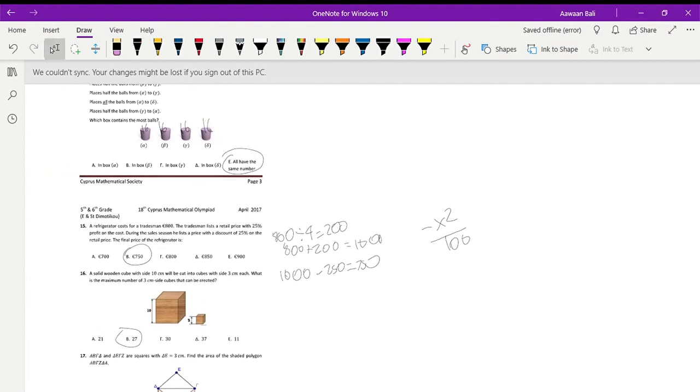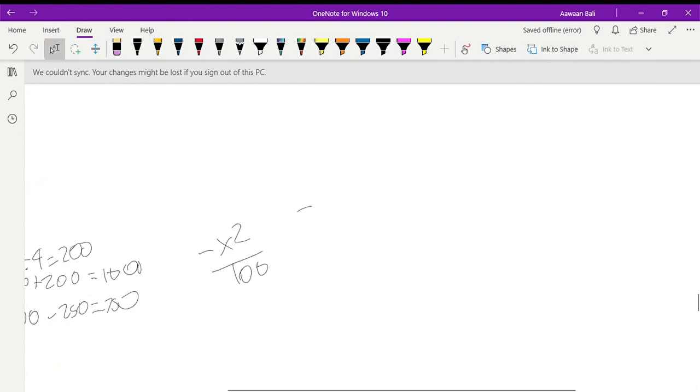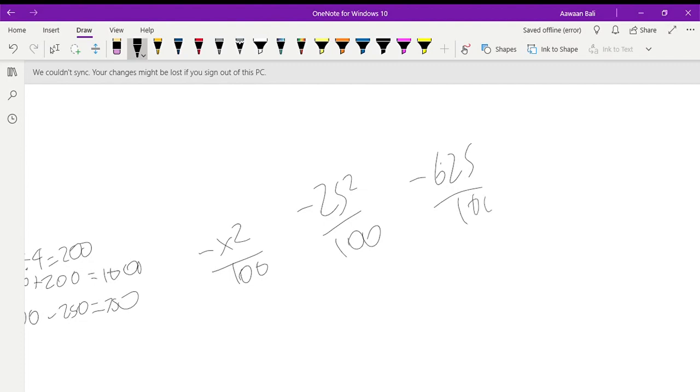Basically, x here is used only when the profit and the discount are equal. Here they're both 25%, so they're equal. So we write x as 25. So minus 25 squared upon 100. 25 squared is 625, so minus 625 upon 100, minus 6.25.